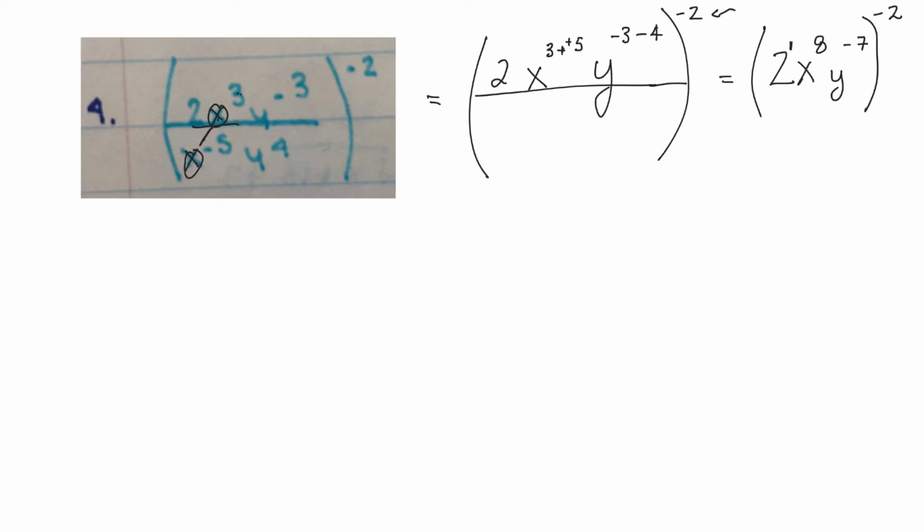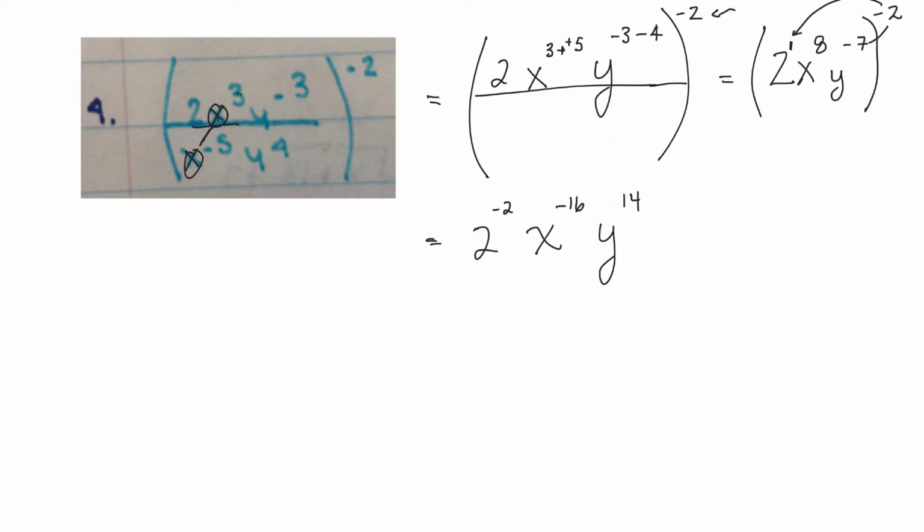So when you're doing power of a power, you multiply those exponents. So that would be 2, 1 times -2 would be a -2. And then x, 8 times -2 would be a -16. And y, -7 times -2 is a +14. Okay, I'm feeling pretty good there. Got rid of brackets, and I've condensed things.